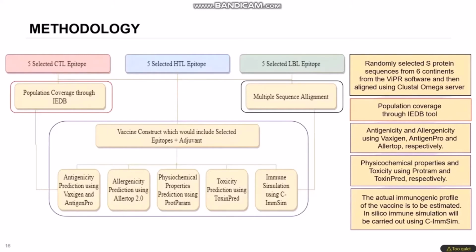Finally, the actual immunogenic profile of the vaccine is to be estimated. In silico immune simulation will be carried out using the C-ImmSim server. The parameters for the simulation are proposed to be 3 injections, each administered 3 weeks apart. Time step points for the injections are established to be 1, 84, and 168 respectively.